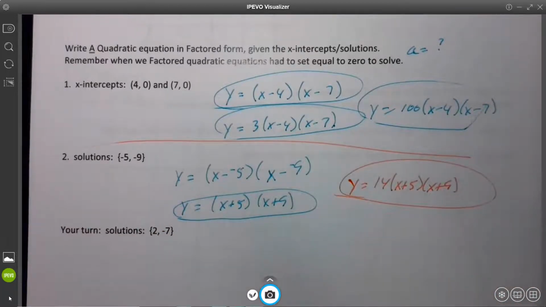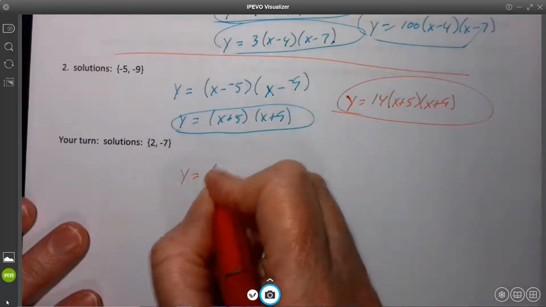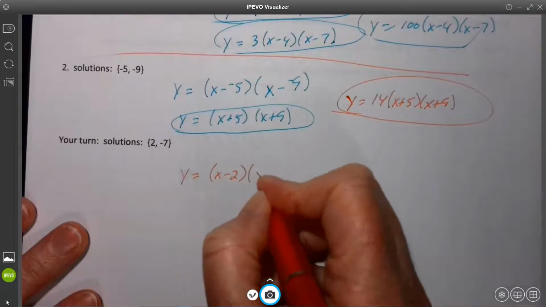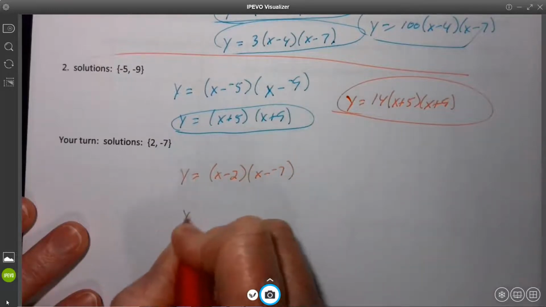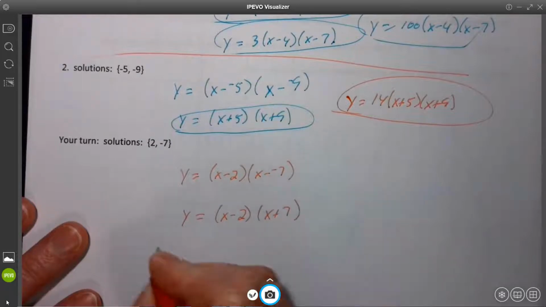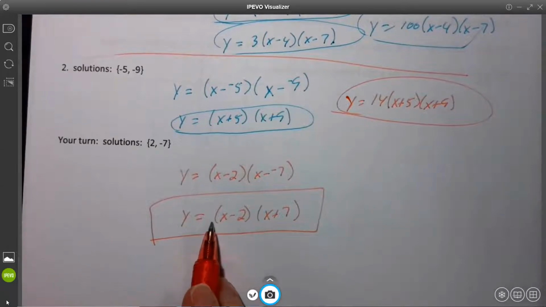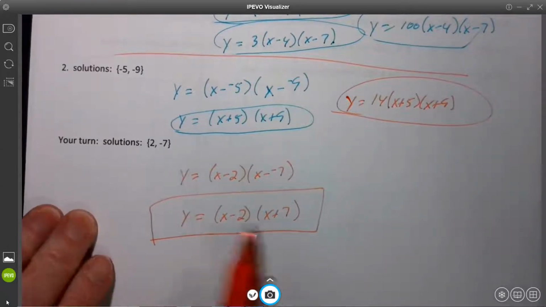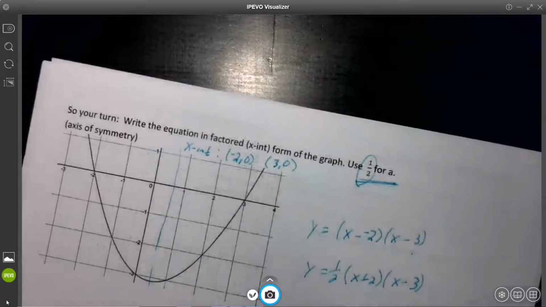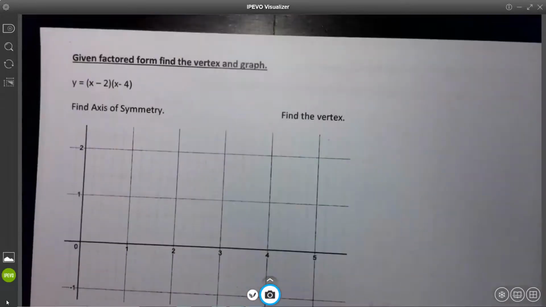Okay, you try, go. Okay, so on this one, did you have y is equal to (x minus 2)(x minus negative 7), so you cleaned it up, and y is equal to (x minus 2)(x plus 7)? There's an answer. And then you can put anything you want in for a, and you are right. Okay? So that is, given information, we can write the equation. Now we're going to be given the equation. We have to come up with the graph.